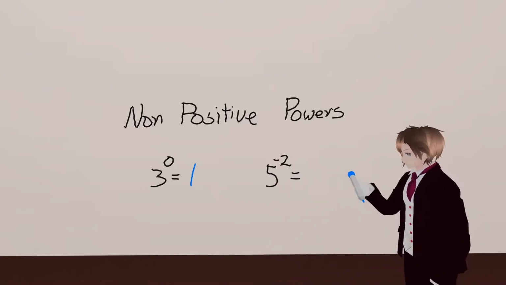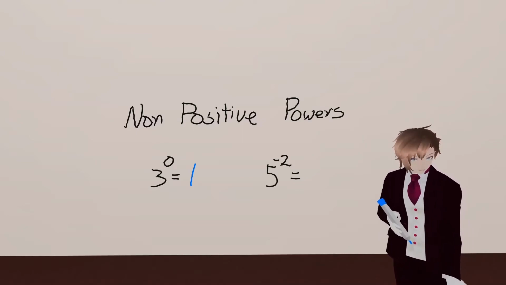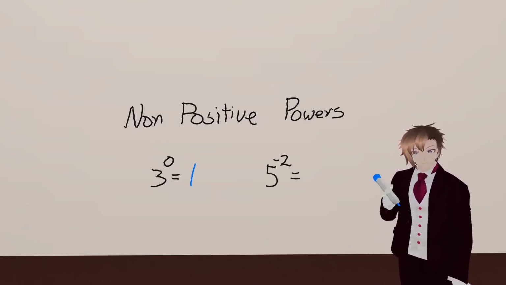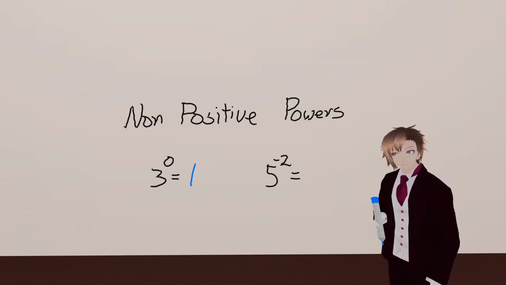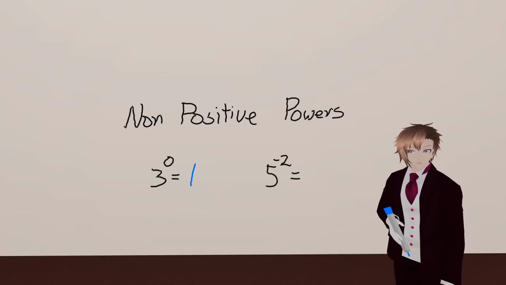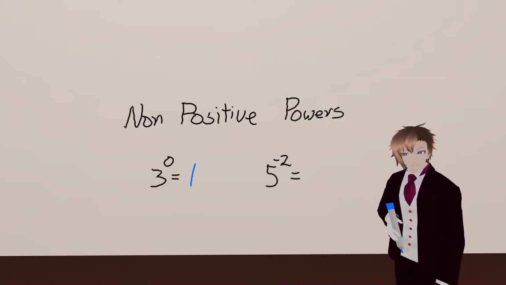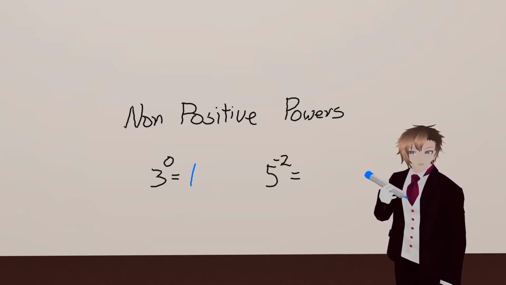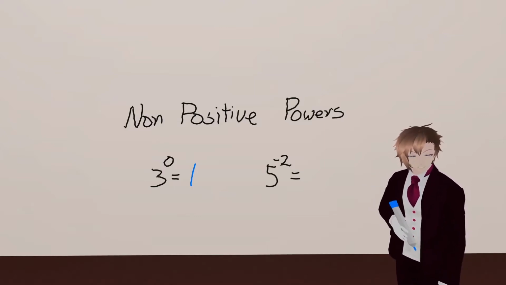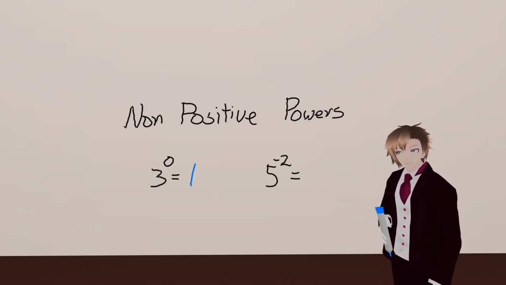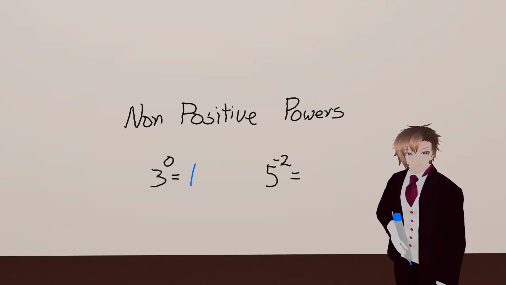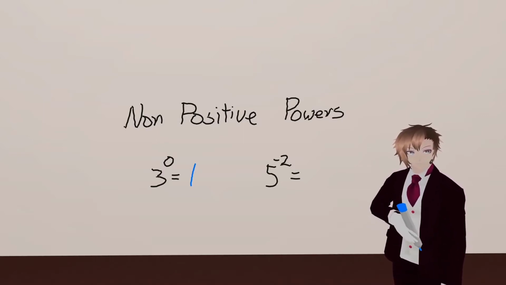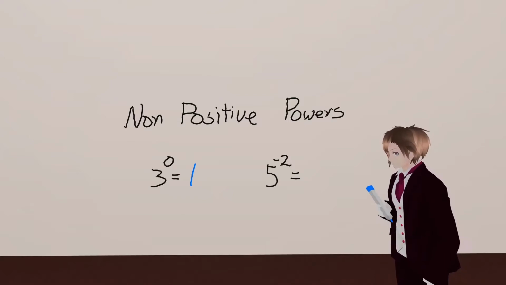So over here, we have 5 to the power of negative 2. Thinking about numbers, whenever we have a negative number, we always end up doing the opposite of what it's like when we have a positive number. Powers are extended multiplication. So if we have a negative number, that's going to mean the opposite. We're going to have extended division instead.